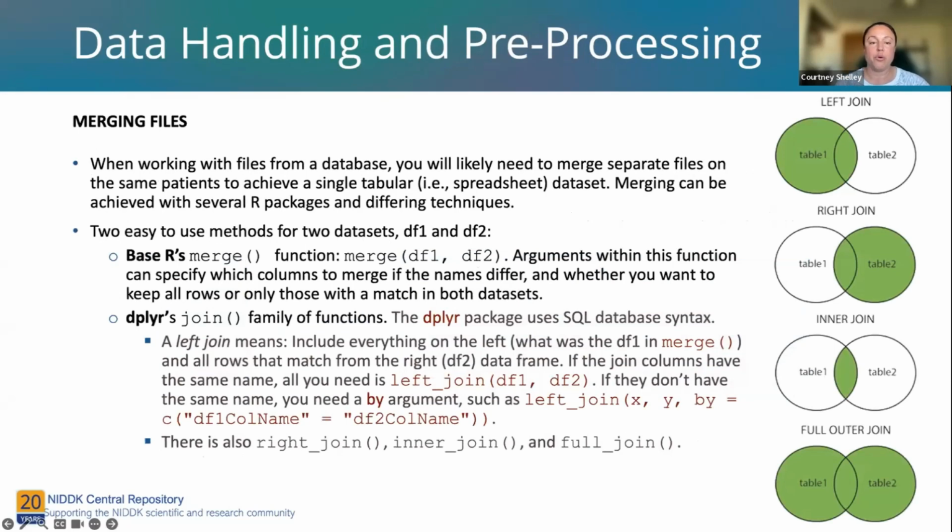Okay, and then finally, an important thing to understand is merging files. There are two different ways to merge files. Maybe your data comes from a database and it comes in separate database files. The merge function is a really easy way to do this in base R. Another version is from the dplyr package, and it has a join family of functions.